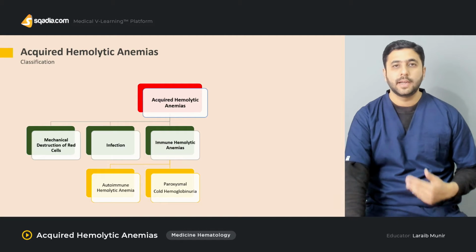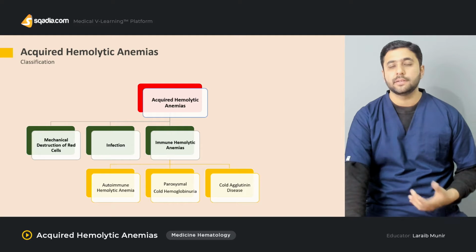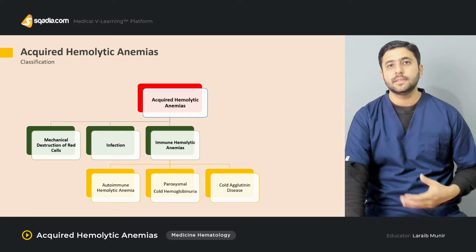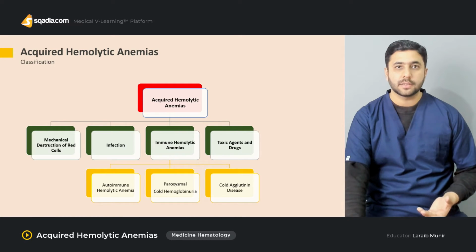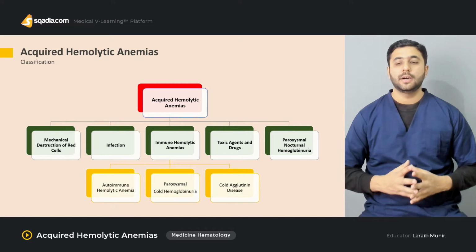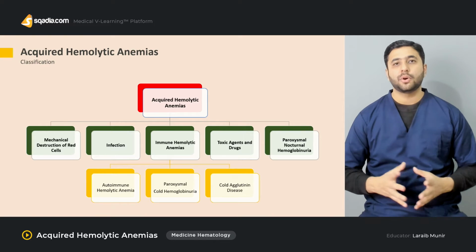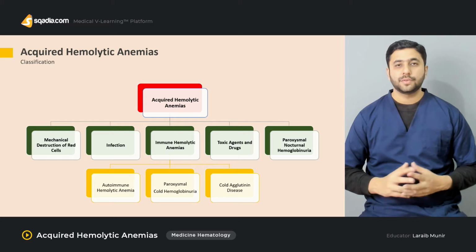Then there is a condition called paroxysmal cold hemoglobinuria, which is a rare condition, but this condition especially targets children, and certain antibodies are present here that can lead to hemolysis. And then there is another related disease called cold agglutinin disease, in which certain types of antibodies under cold temperatures affect the RBCs and lead to their destruction. Moving on, certain types of toxic agents and drugs can also cause hemolytic anemias. And finally, we're going to discuss a condition called paroxysmal nocturnal hemoglobinuria, which is a very important condition, and it is very important to understand the pathophysiology of this disorder. So these are going to be the main talking points of today's lecture.